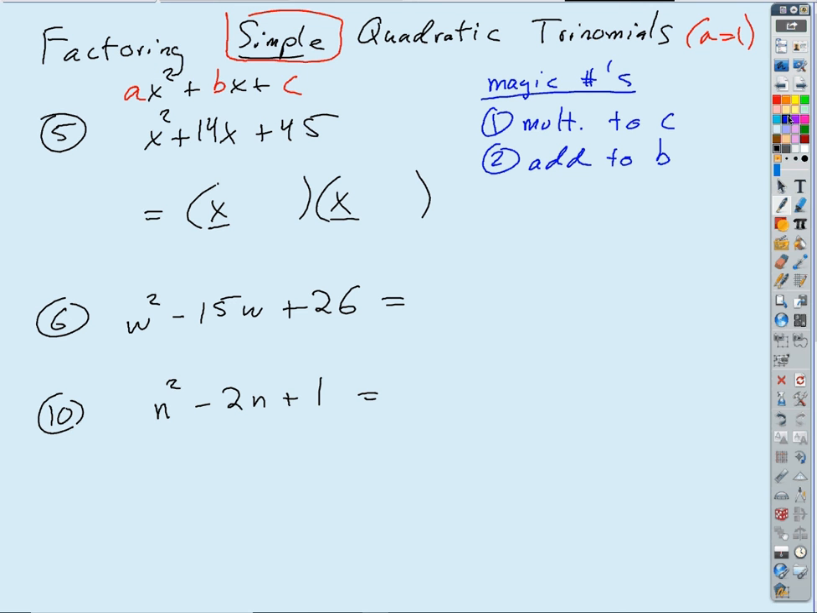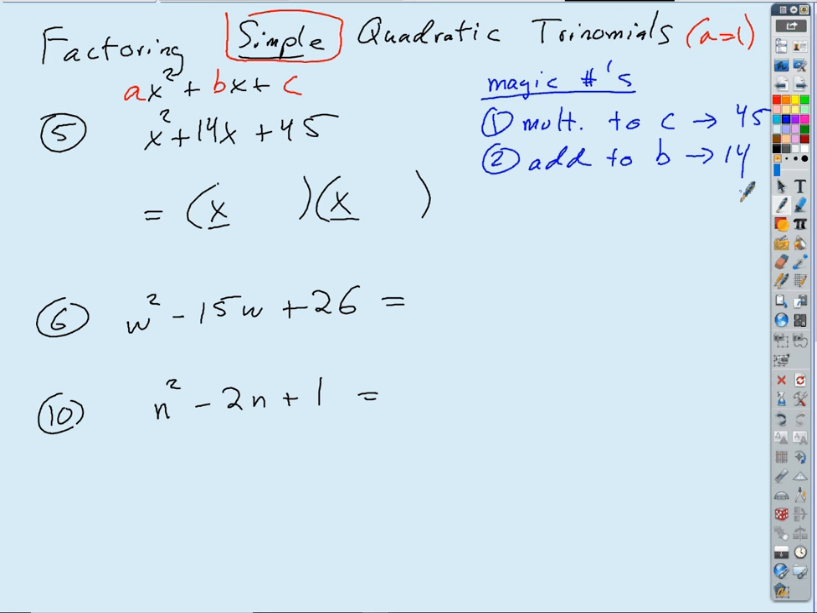When a is equal to 1, there are always going to be magic numbers that multiply to the constant, right? So they're going to multiply to c. So in this case, that would be 45. And they're going to add to b, the coefficient of x. So in this case, it would be 14. Okay? And so here's how I would encourage you to approach this.